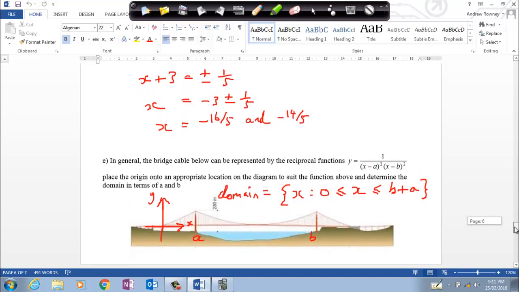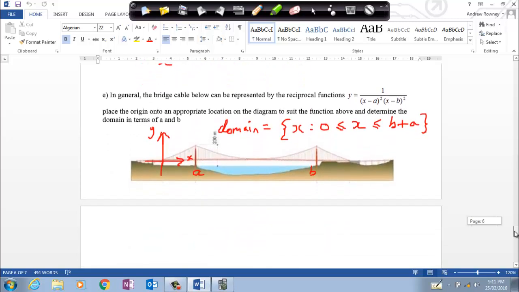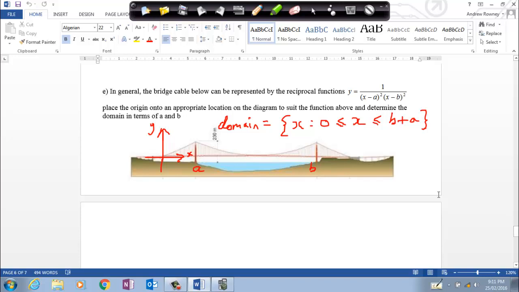In general, the bridge below can be represented by that function. Place an origin in the appropriate location to suit the function, so you can determine the domain. There'd be an asymptote at A and B, so we could call that A and that B if we place the origin there. So it's A across to the first pylon and it's B across to the second pylon. So the domain will go from 0 all the way over to this point here, which is B plus A.